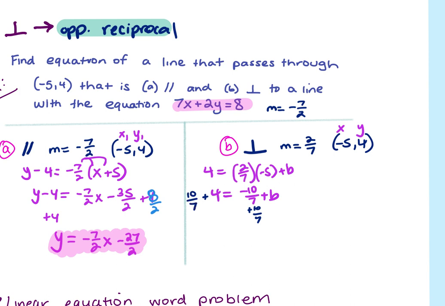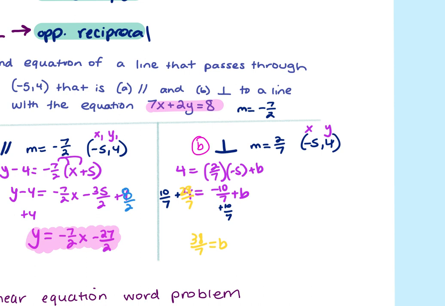Four over 1 is the same thing as 28 over 7, and I get 38/7 equals b. And then I take and plug back in the m, which is 2/7, and the b, 38/7. Don't waste your time putting that into a mixed number, okay? Keep it improper. It has to be simplified, but keep it improper. Otherwise, you're wasting time.